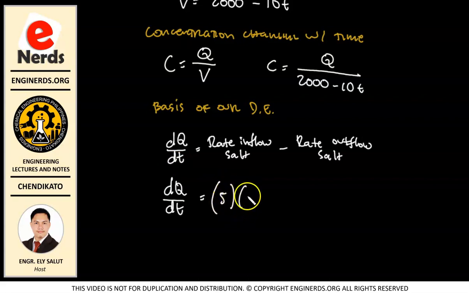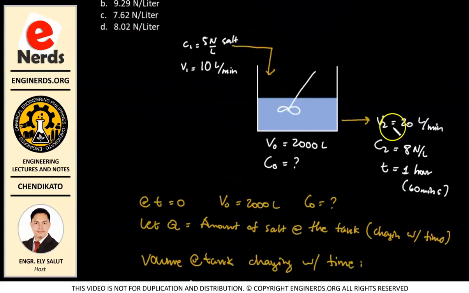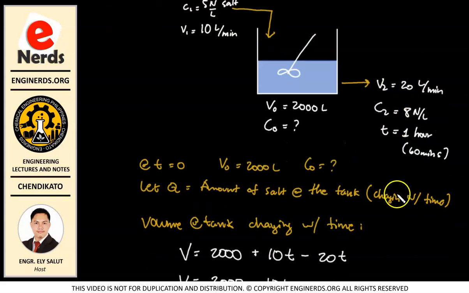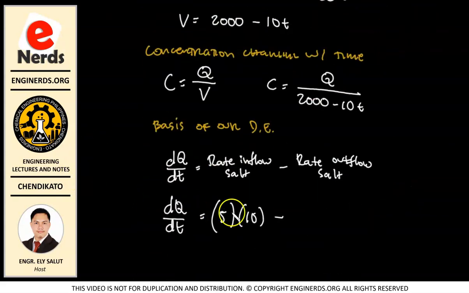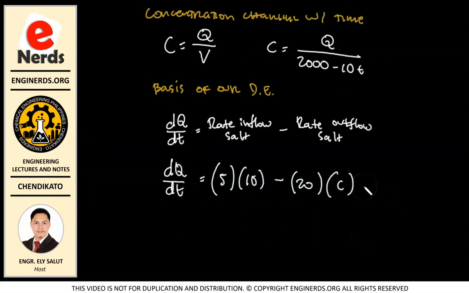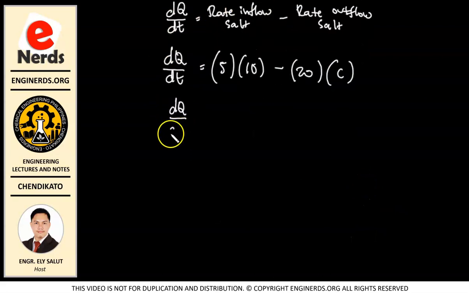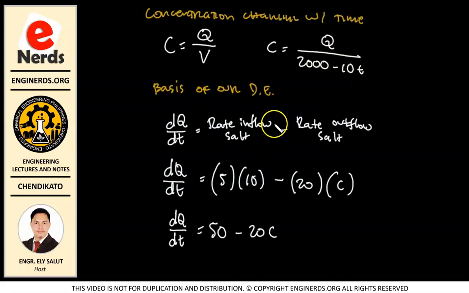So we have 5 times 10 minus the rate of outflow, which is coming out at 20 liters per minute. Pero etong given sa atin na C2, this is the concentration at given time T. And we know that this is changing through time. So this is still a variable at this moment. So we have 20 times the concentration C. Okay, so therefore we have here dq over dt is equal to 5 times 10, which is 50 minus 20c. Kaya lang, nakuha na natin yung equation ng ating c dito, di ba?